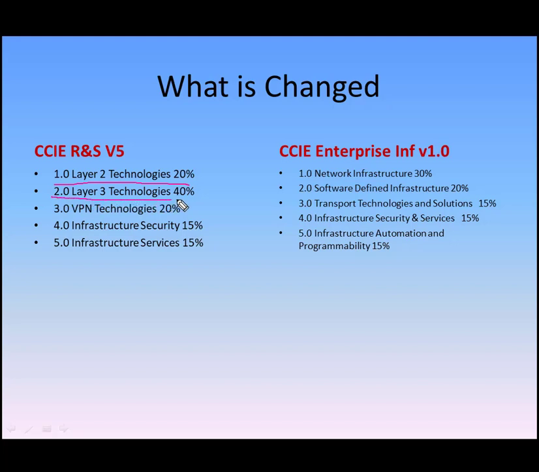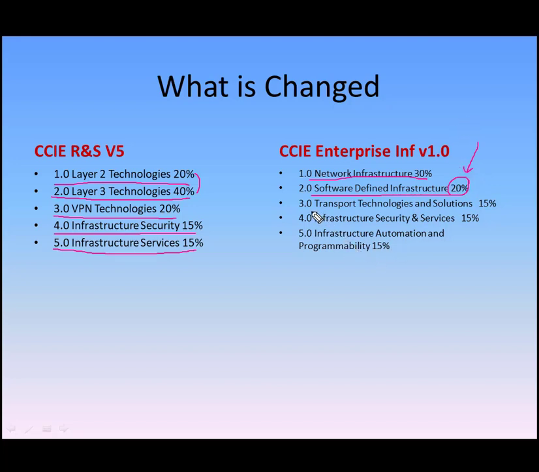If we look at the percentage changes in terms of technology, in version 5 you see that the layer 2 and layer 3 technologies take a huge part in the exam. Then we've got VPN, infrastructure security, and services, 15% each. But in the new version, we see that the infrastructure is combined into one section, and it's just 30%. So instead of a huge 60, we see a big section of SDN, and that's the more important change that's happening in all tracks along the way.